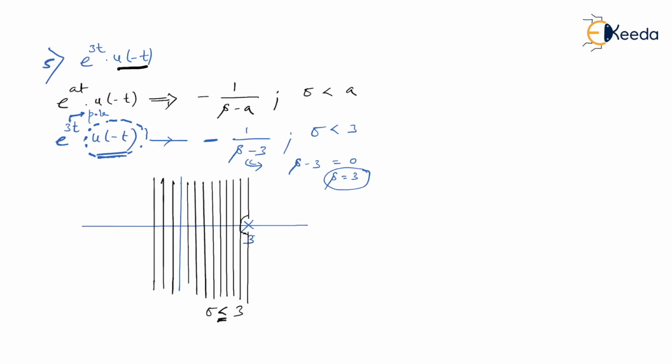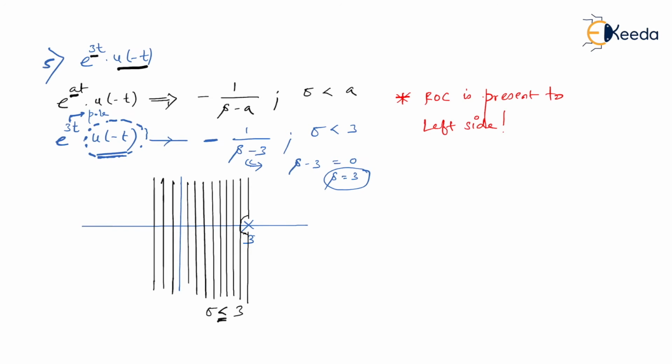Please remember, whenever the function is multiplied with u of t, then sigma will have a greater relation. Whenever it is multiplied with u of -t, then sigma will have a lesser relation. And it is always with respect to the pole. And you know how to identify the pole. So here, since a is a pole, with respect to the given function, 3 is a pole. Am I right? So here I can write as the observation part, ROC is present to the left side with respect to the pole. And even in this case, ROC never ever includes a pole.